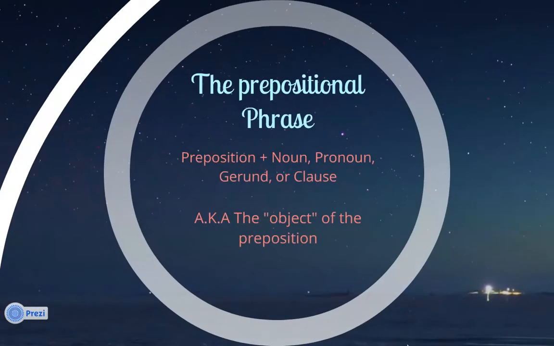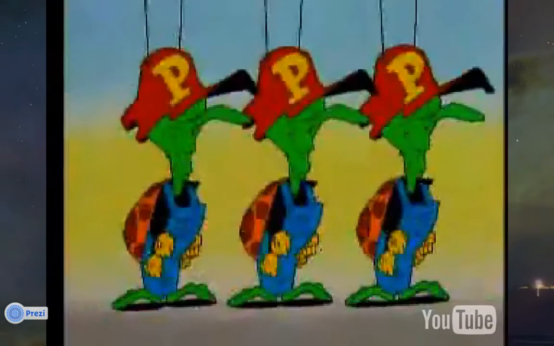A preposition is the primary component of a prepositional phrase, which essentially continues the movement of a sentence. The prepositional phrase is made up of a preposition plus a noun, pronoun, gerund, or clause. It's also known as the object of the preposition.